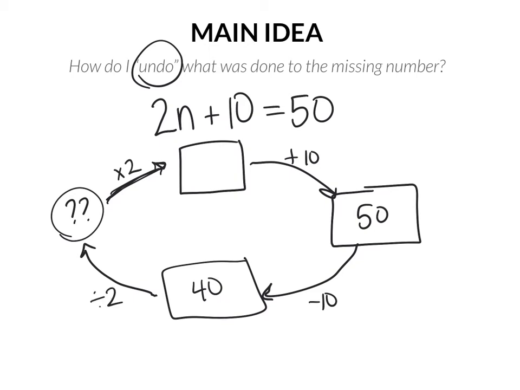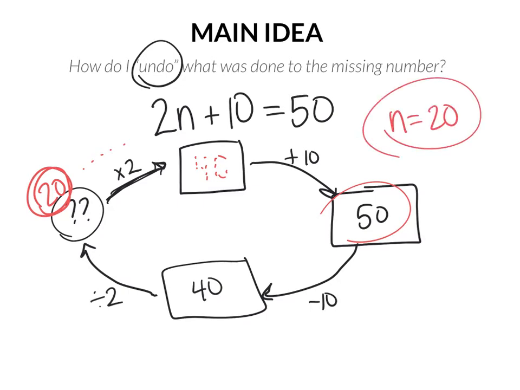And that gives me my original number of 20, which makes sense because if I take 20 and multiply it by 2, it gives me 40. And 40 plus 10 gives me 50. So I know that n must be 20. Now, in efforts to not have to draw that flow chart every time we solve a problem, we're instead going to be solving them the same way we did our one-step equations by using our inverse operations.